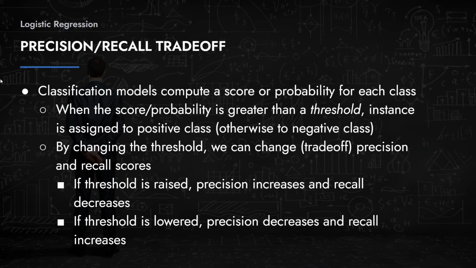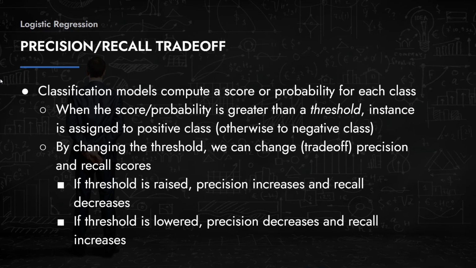By changing this threshold, which is a hyperparameter, remember we talked about hyperparameters, which basically defines the way the model would be set up, or by changing how sensitive the model is to assigning an instance to a positive class versus a negative class, we can change the trade-off, or the precision and recall score. So we can play with the trade-off between precision and recall.